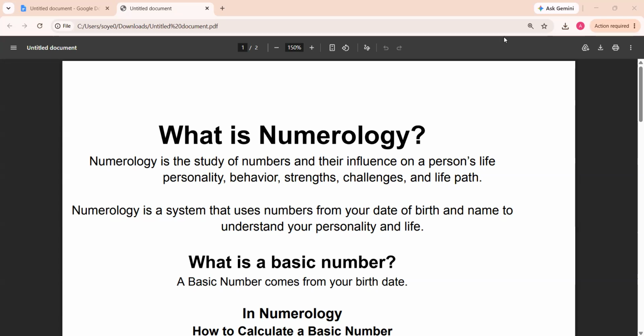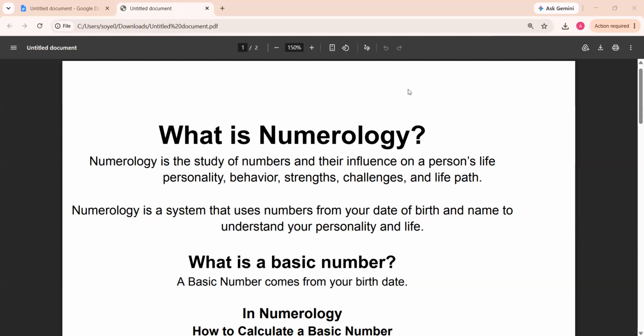Today's topic is what is numerology and the basic number. First of all, I'll tell you the meaning of numerology. Numerology is the science of numbers. Numerology is the study of numbers and their influence on a person's life, personality, behavior, strengths, challenges, and life path. Numerology is a system that uses numbers from your date of birth and name to understand your personality and life.